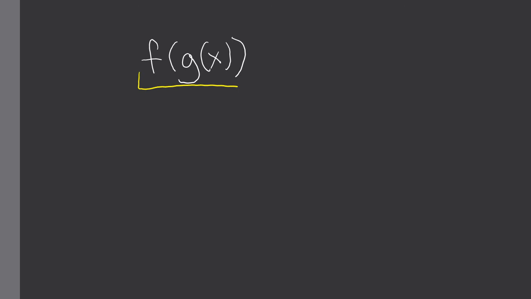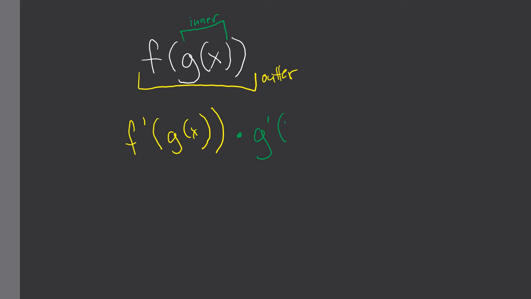We have what's often called an outer function, which is this f of x, and then we have this inner function, which is our g of x. So this is our inner function and our outer function. And what we do to get the derivative of this is we take the derivative of the outside first, keeping the inside the same. And then we multiply by the derivative of the inner function.